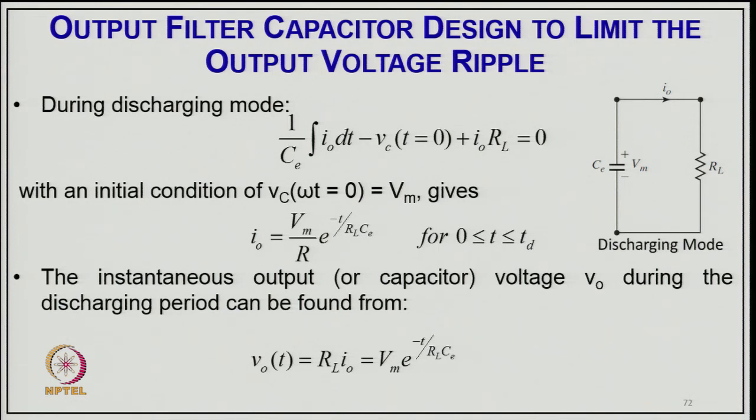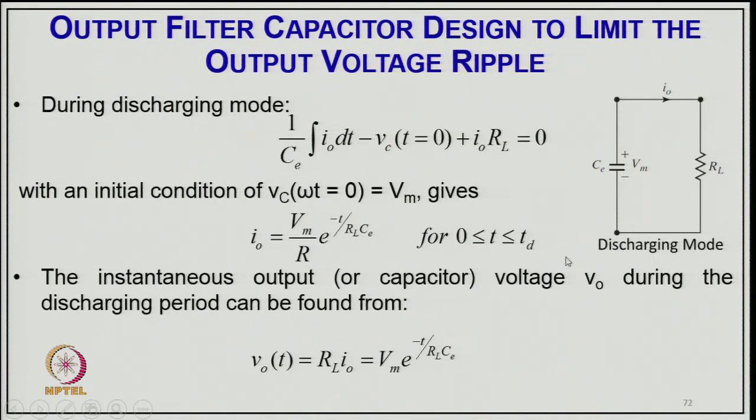So, during the discharging mode, we can write an equation for the voltage across the capacitor C: 1 upon C integration of i dt, that is the voltage across the capacitor, minus Vc at time equal to 0, that is the initial condition, plus I0 RL. And with the initial condition Vc(0) equal to Vm, we can say I0 equal to Vm upon R into e to the power minus t upon RL into C, for the period 0 to t going to Td.